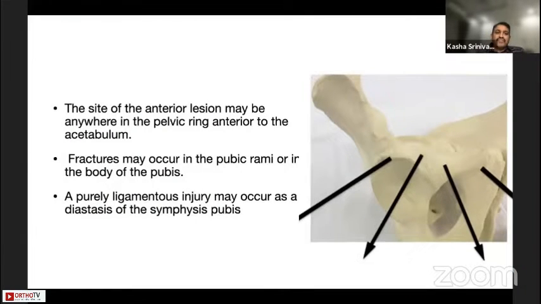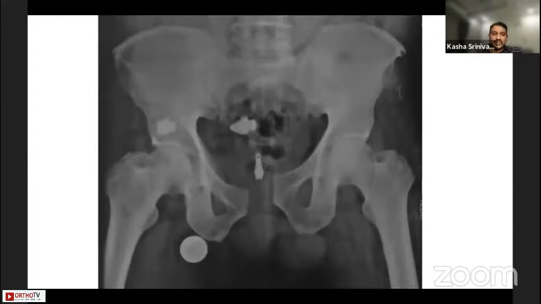It can be from the anterior part of the acetabulum to the pubic symphysis, including the pubic rami and body of the pubis. And of course, purely ligamentous disruption may also be there, which is a symphysis pubis disruption. But isolated pubic symphysis disruptions with a big opening don't occur unless you have a posterior element disrupted. This is an example of a 50-year-old man with a big open injury. You can make out the right SI joint is also open.